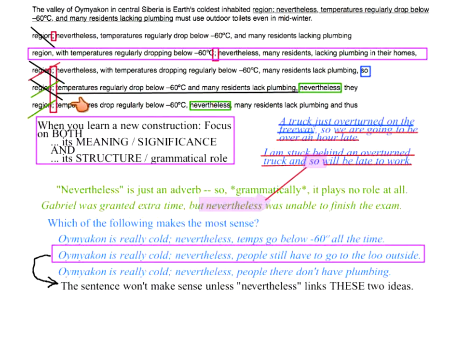And then finally, Oymyakon is very cold. Temperatures get this cold. Nevertheless, again, you've got the problem of nevertheless, people don't have plumbing. That's not a thing that makes sense either. So in terms of meaning, it's actually just B that has the structure that we want. And if you think about what the intention of the sentence is, before you start going crazy with it, then it's a little bit easier to do that.